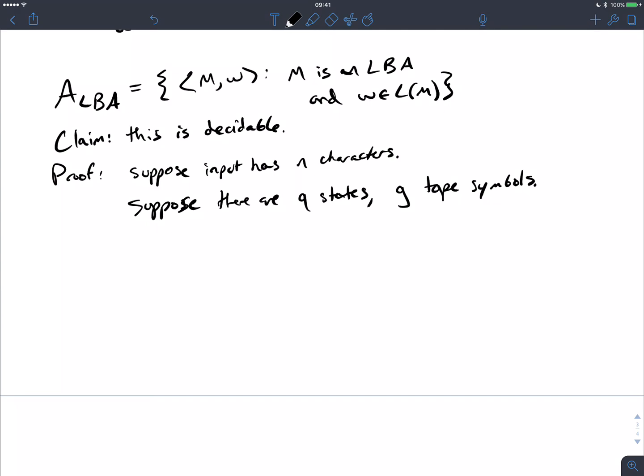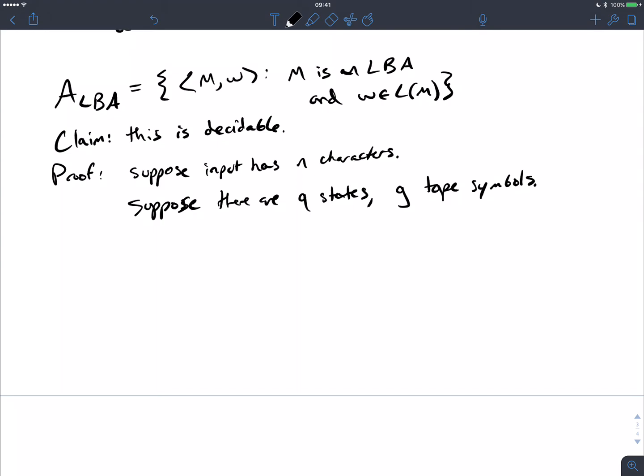Well, let's see. Ignore the state and tape head location for a second. How many possible tape contents are there among those n cells? How many choices do I have for the first cell? G. Second one? G, G, G. How many is that for n cells? N times G? Much larger. G to the n. That's the number of possible tape contents.